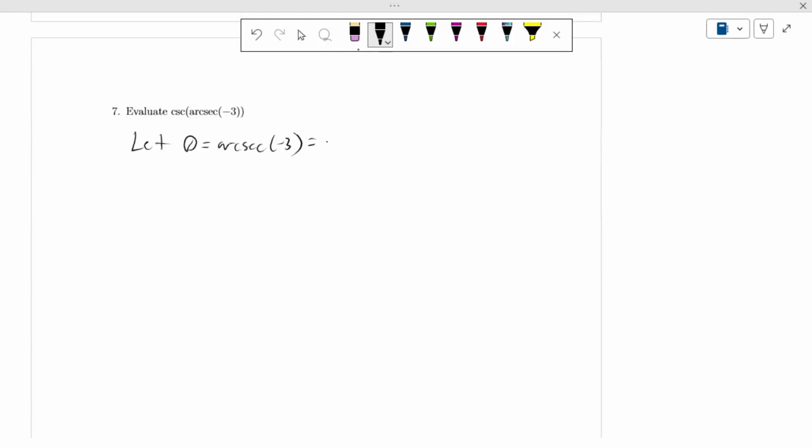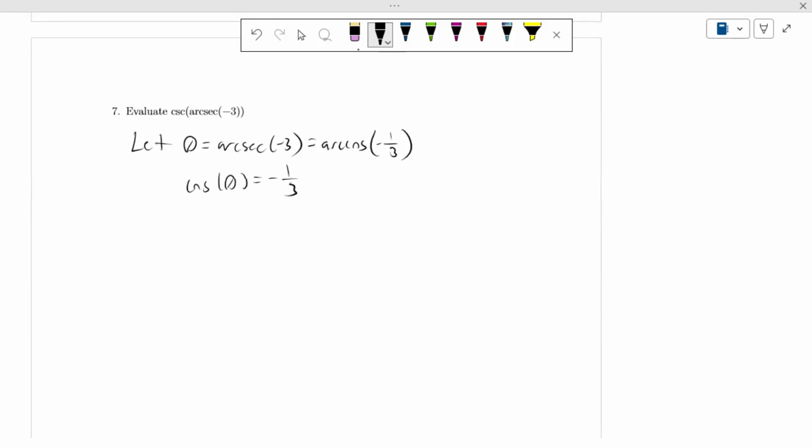Arcsecant of -3 is the same thing as arc cosine of 1 divided by -3. Okay. So saying that theta is arcsecant of -3 is exactly the same thing as saying that theta is equal to arc cosine of -1/3. Okay. And the advantage to doing that is that we know everything about arc cosine. Everything that we need to know about arc cosine, we already know. Right. Fair enough. So now that I have that, this means that cosine of theta must be equal to -1/3. Okay.